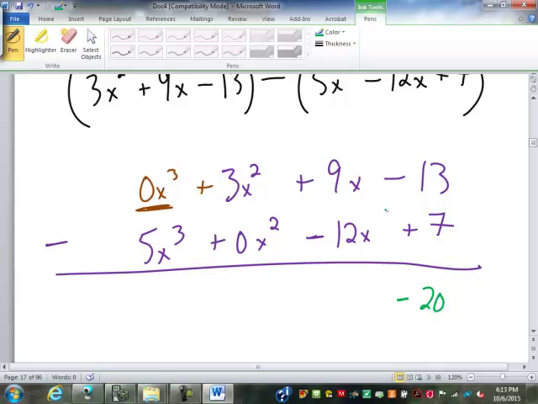9x minus negative 12x is positive 21x. Very good. 3x squared minus 0x squared, 3x squared. And 0x to the third minus 5x to the third, negative 5x to the third. Any questions?